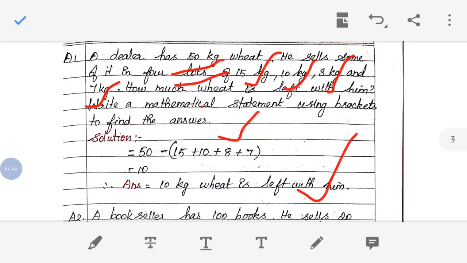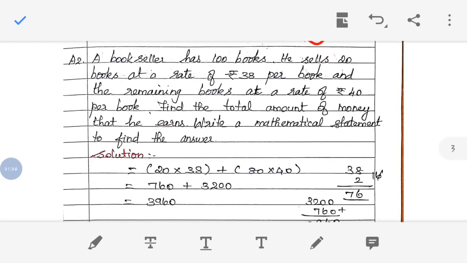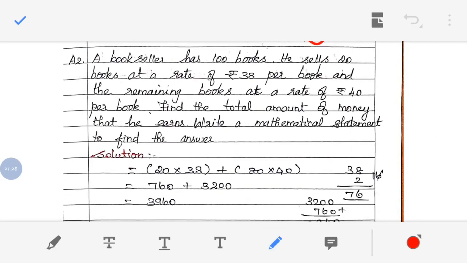Okay, let's move on to the next question, that is A2 question. Here the question is, a bookseller has 100 books. He sells 20 books at a rate of rupees 38 per book, and the remaining books at a rate of rupees 40 per book. Find the total amount of money that he earns. Write a mathematical statement to find the answer.